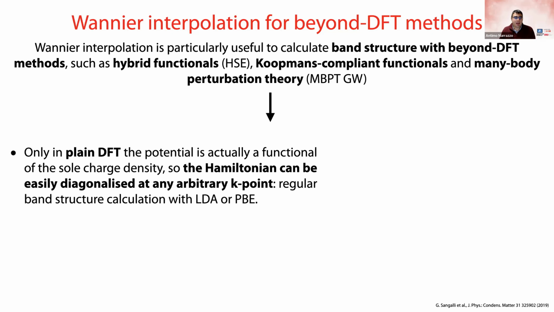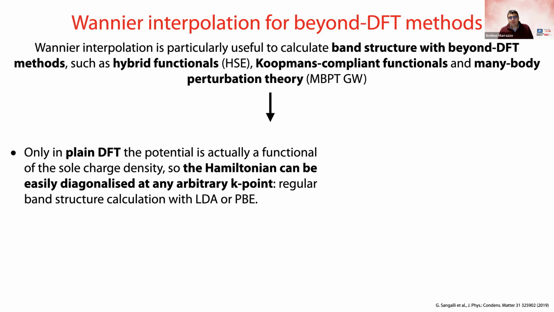And let's see why. In plain DFT, and by plain DFT, I mean really semi-local functionals, like LDA or PBE, the potential is a function of the charge density only, no? That's what DFT is all about. So the Hamiltonian can be easily diagonalized at any arbitrary k point. This is exactly what you do. You don't even think about it. When you do a band structure calculation in Quantum Espresso, you have your charge density, you specify the number of k points, and you diagonalize your Hamiltonian on all these k points, okay? And that's how you do it.